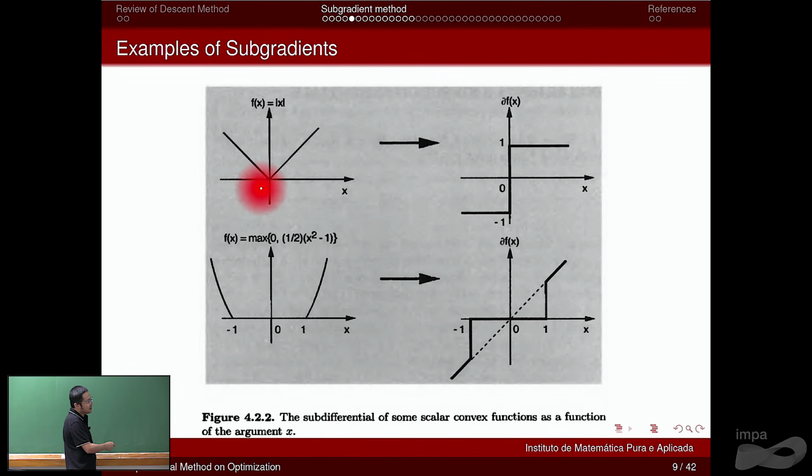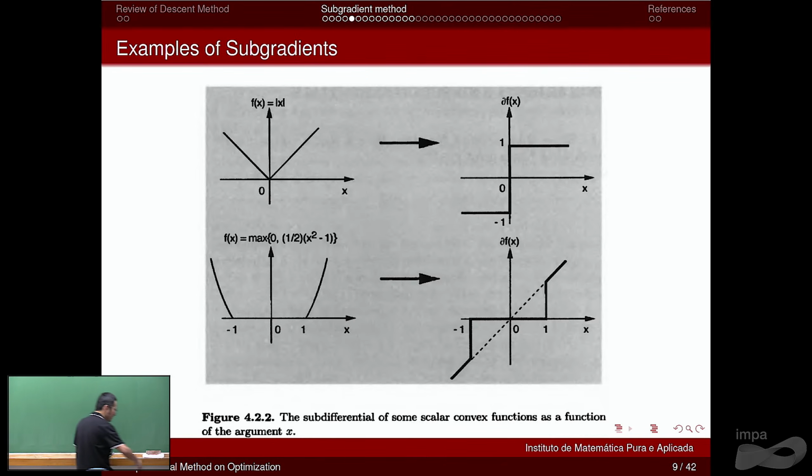Because it's not differentiable, the gradient at this point does not exist. So we can define the subgradient here. Actually, the subgradient at this point is from minus 1 to 1. You can define several supporting hyperplanes at this point, okay?